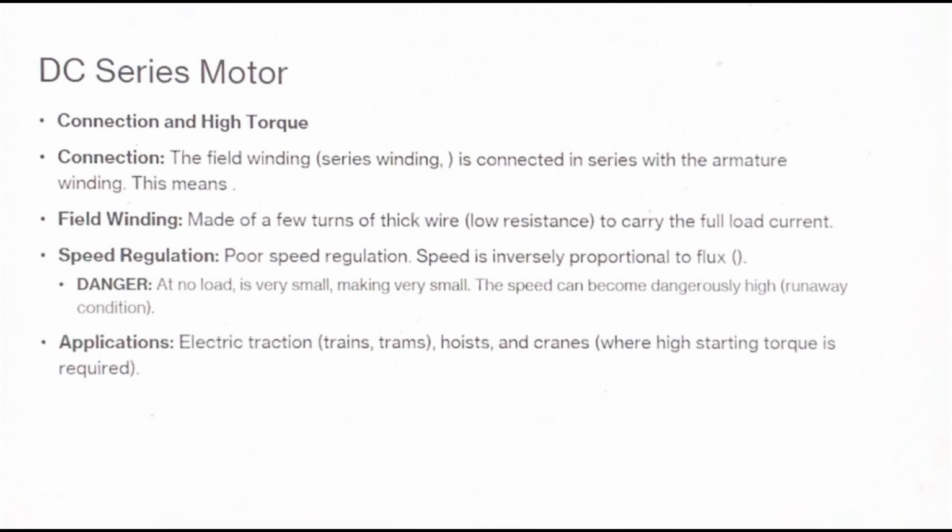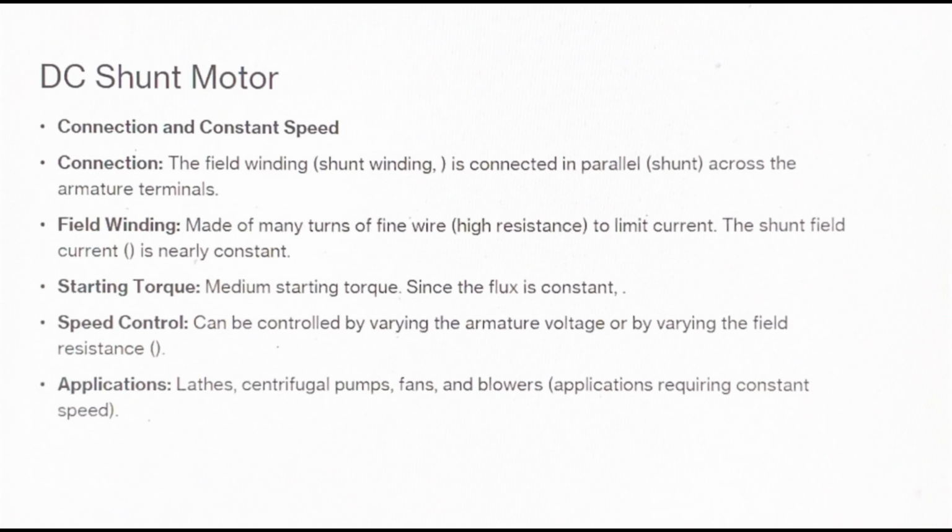Starting torque: very high, as torque is proportional to the square of the current. Speed can be controlled by varying armature voltage or using series resistance. Applications: electric traction, hoists and cranes, where high starting torque is required. For the fifth slide, DC shunt motor.